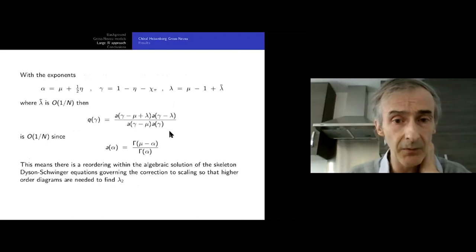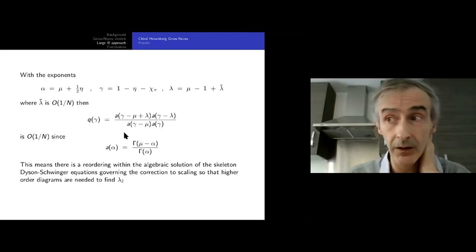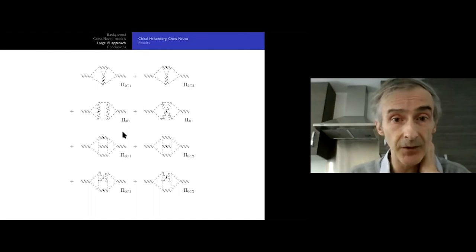And that singularity means there's a reordering of diagrams in the Dyson-Swinger equations. So you need higher order diagrams to be able to go to 1 over n squared to get the second order correction to the exponent lambda. This means just more diagrams to calculate. And these are the diagrams where the dot indicates the insertion of the correction to scaling.